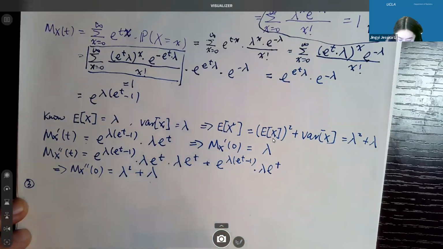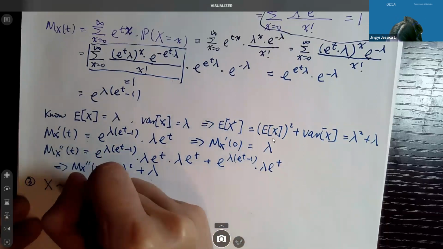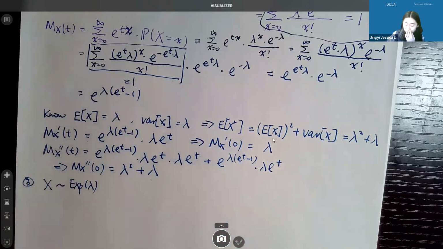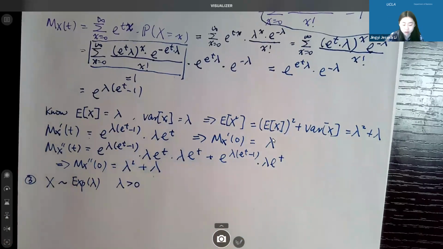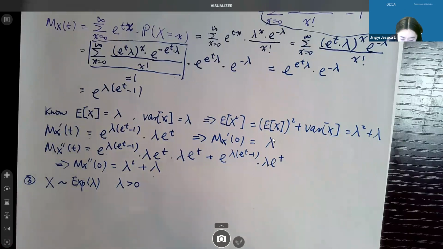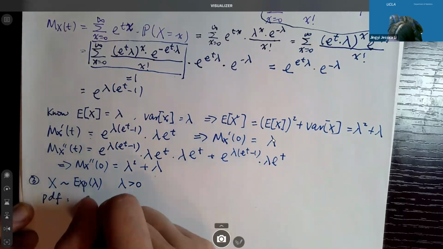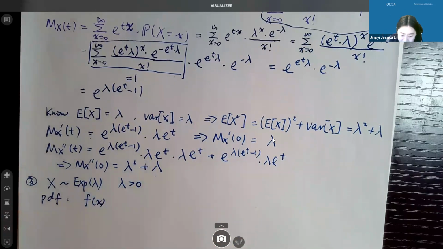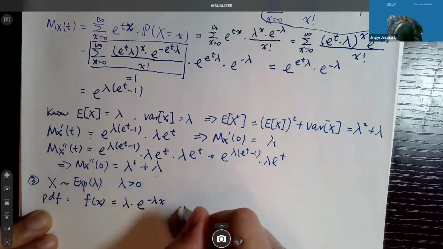For the third example, we will have this continuous random variable, the exponential distribution. We know for the exponential distribution, this parameter lambda must be positive, just as the lambda in Poisson. And what's the probability density function? For an exponential random variable, x is positive. Its domain is the positive part of the real line. So the probability density function, I write PDF and use this notation small f of x, takes this form: lambda times exponential to the negative lambda x for x positive.